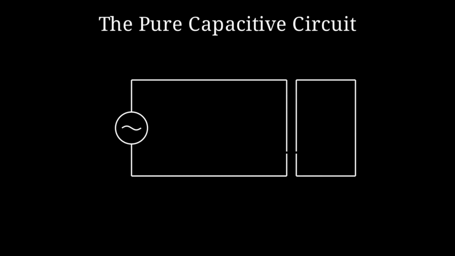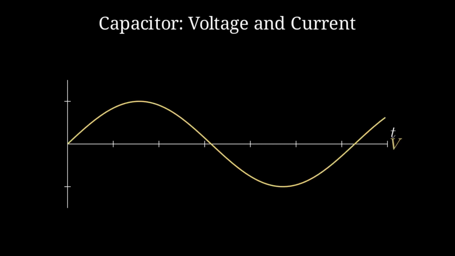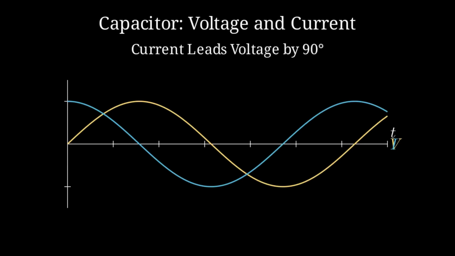A capacitor consists of two conducting plates separated by an insulator. In an AC circuit, the capacitor constantly charges and discharges as the voltage polarity reverses, allowing current to appear to flow. In a capacitor, the current is proportional to the rate of change of voltage. This causes the current to reach its maximum value before the voltage does. In a pure capacitor, the current leads the voltage by 90 degrees.